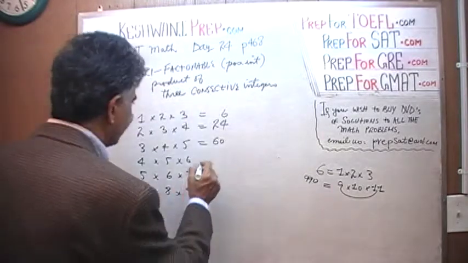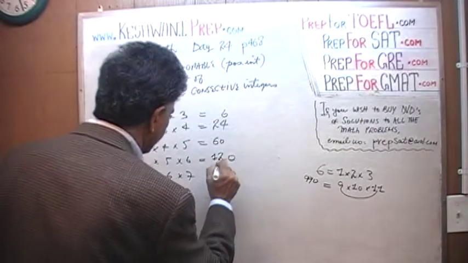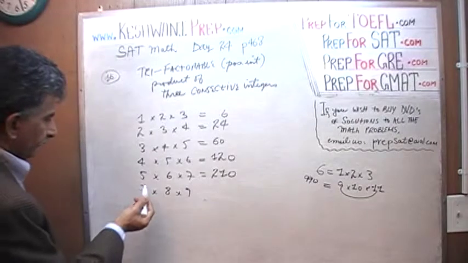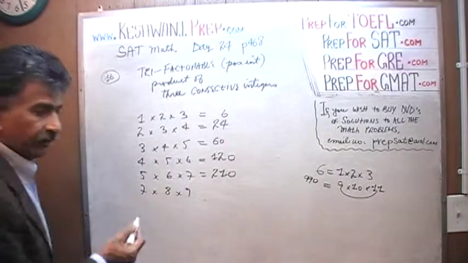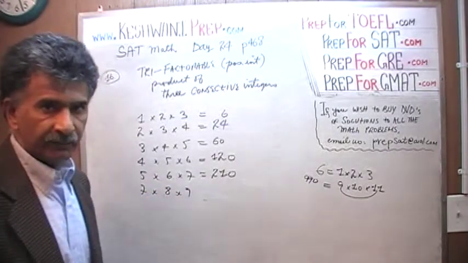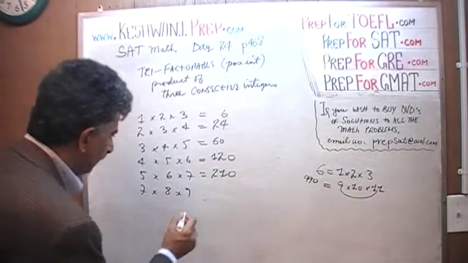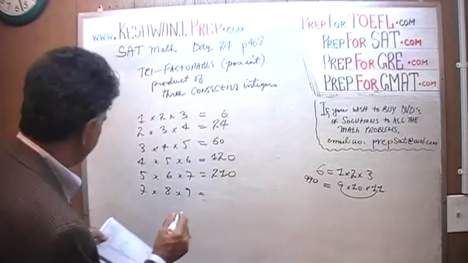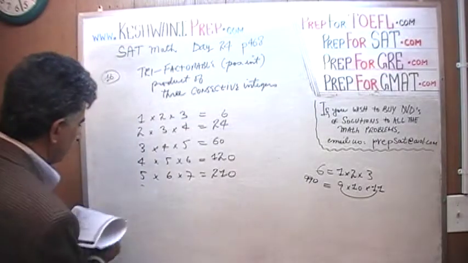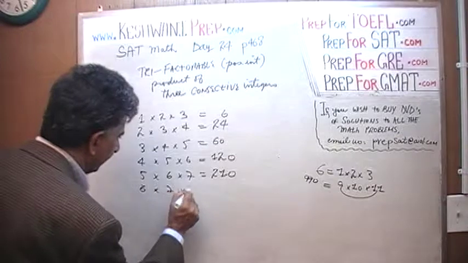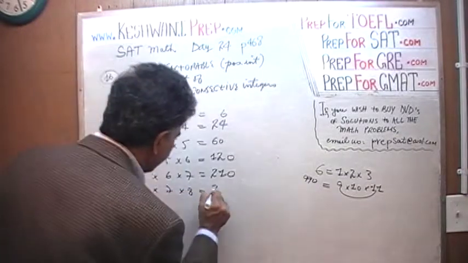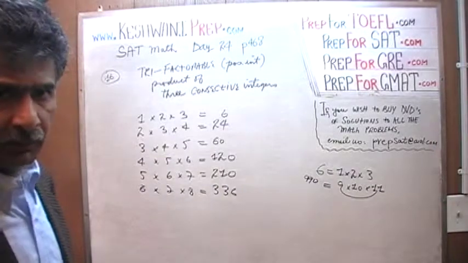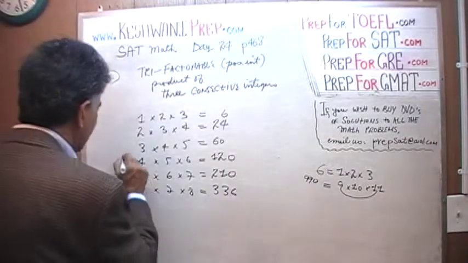4 times 5 times 6 is 120. This one is going to be 6 times 5 is 30, 30 times 7. 30 times 7 is the same as 3 times 7, which is 21, and a 0 at the end. And this one is going to be 7. Did I miss something? I missed 6, didn't I? 6, 7, and 8 is going to be 336. Again, I keep reminding you, we don't actually have to figure out any of these things. We just have to realize that they are all less than 1,000.